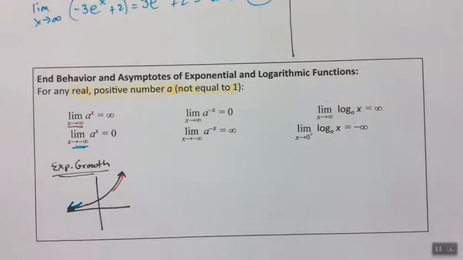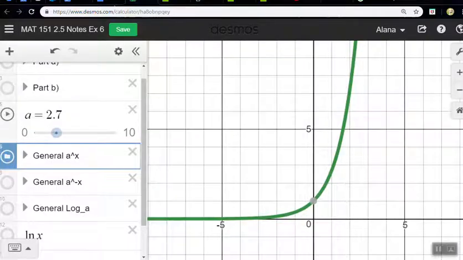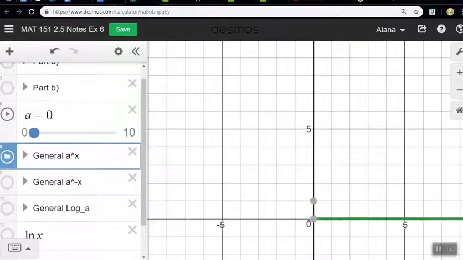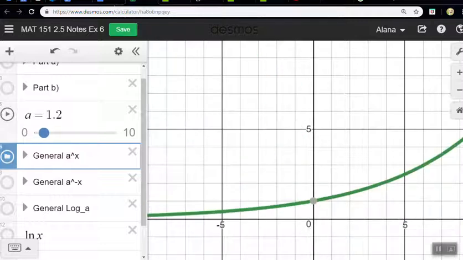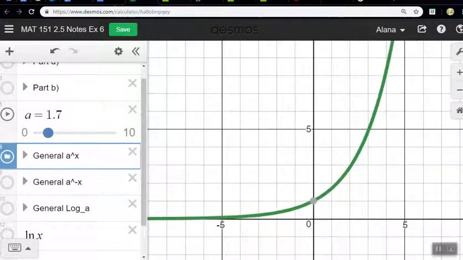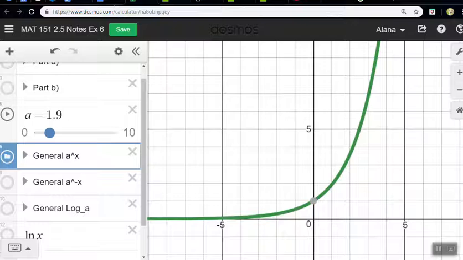All right, now what if I look at a to the negative x? Let me go back. And the a itself, all they're saying is it could be any number, and it just determines how steep this is right here.